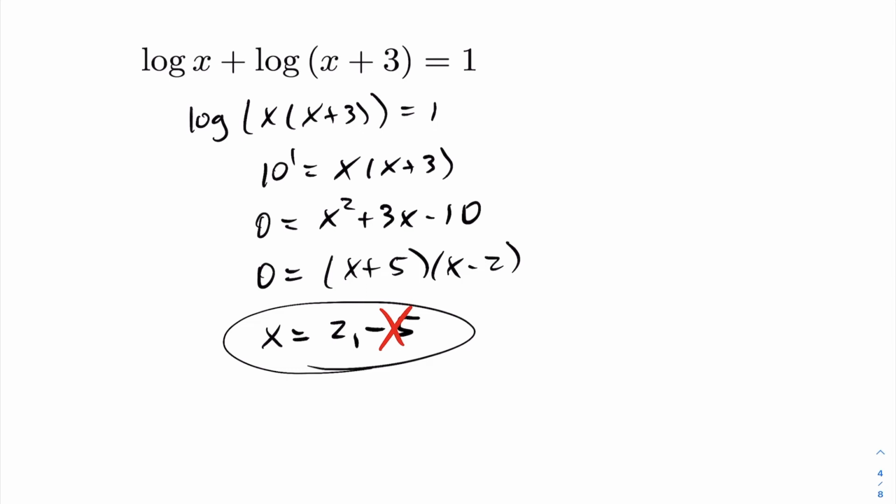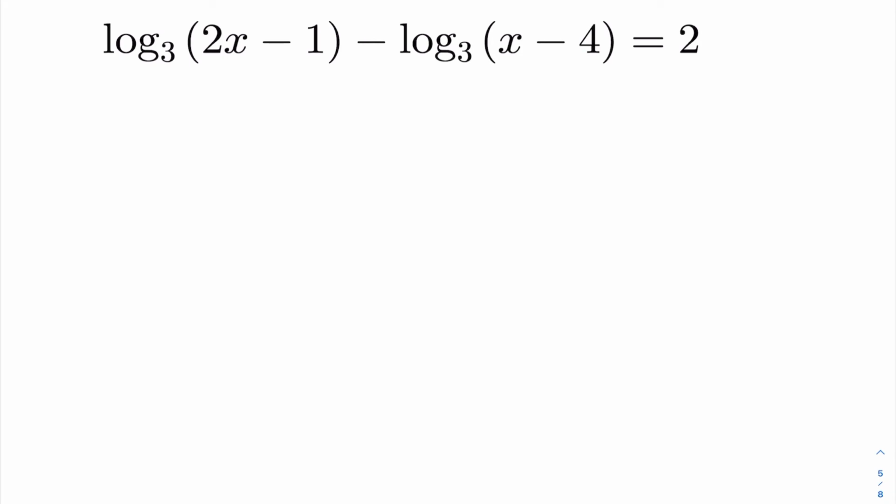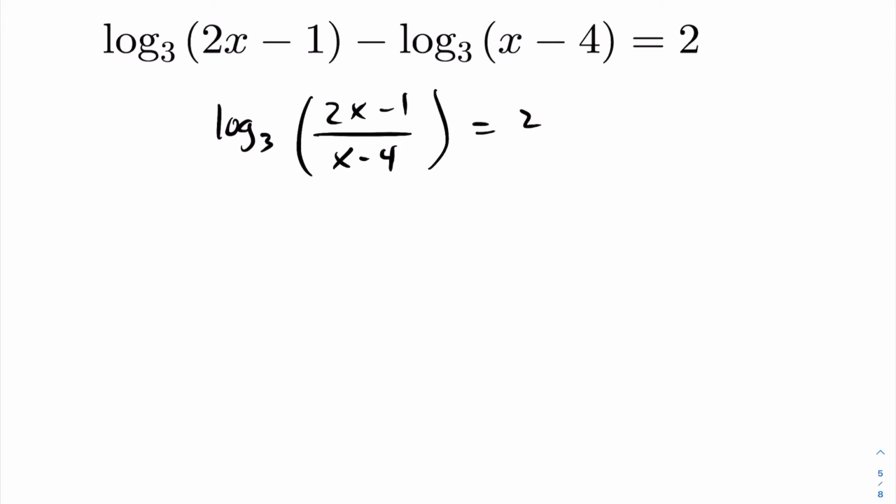Let's take a look at another example. In the next example, same idea. We're subtracting two logarithms, and those logarithms have a base of 3 this time. Because the base is the same, we can write this as a single logarithm through division, and this becomes. Now we can change this to exponential form, getting.